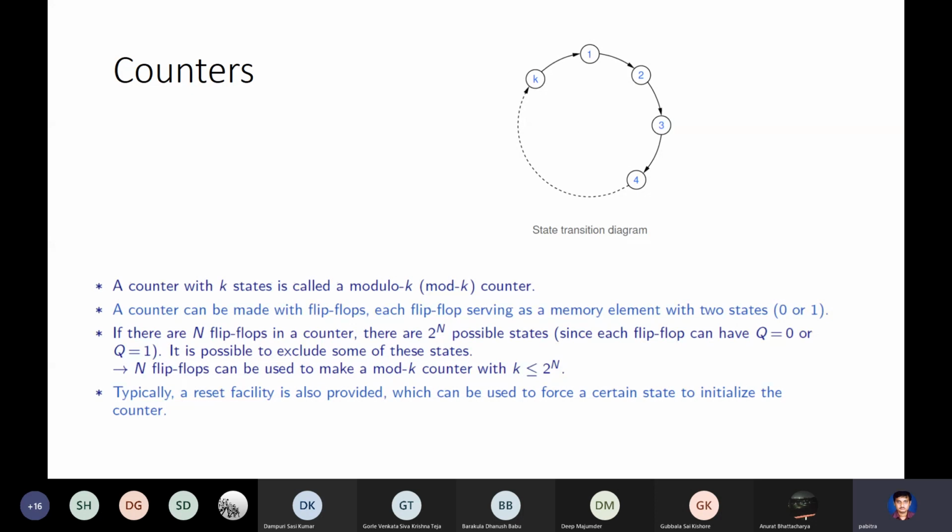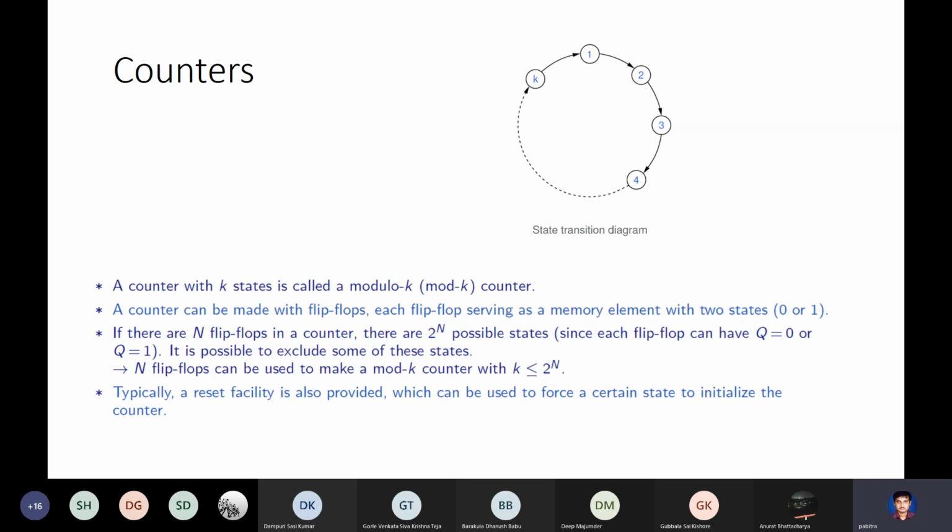All right, so a counter is nothing but a circuit which provides an output that counts the number of times a particular event has happened. As the name suggests, it keeps a count of the number of times an event has occurred.